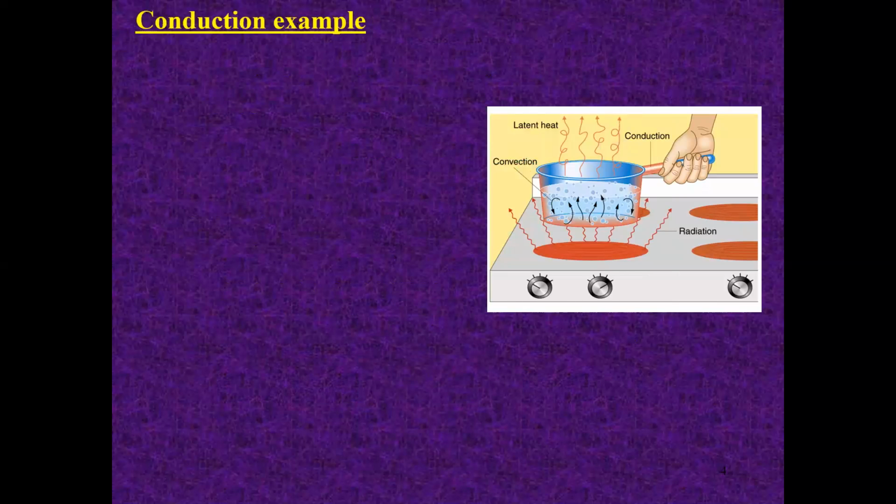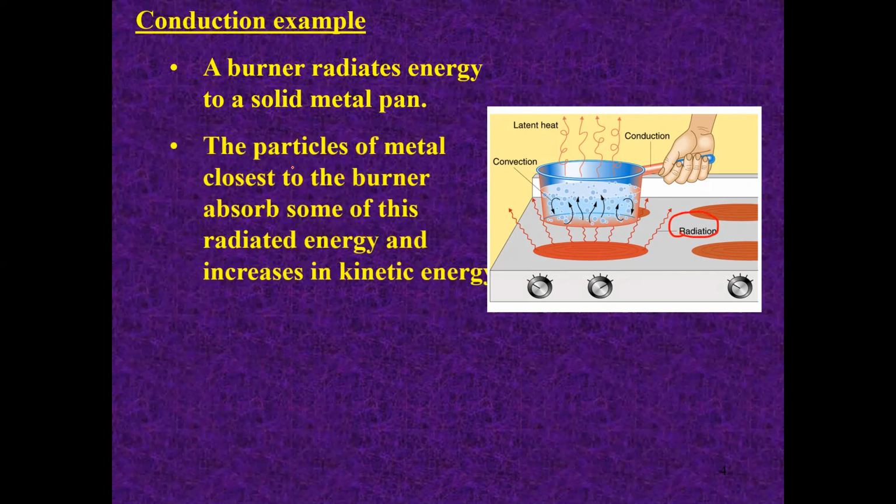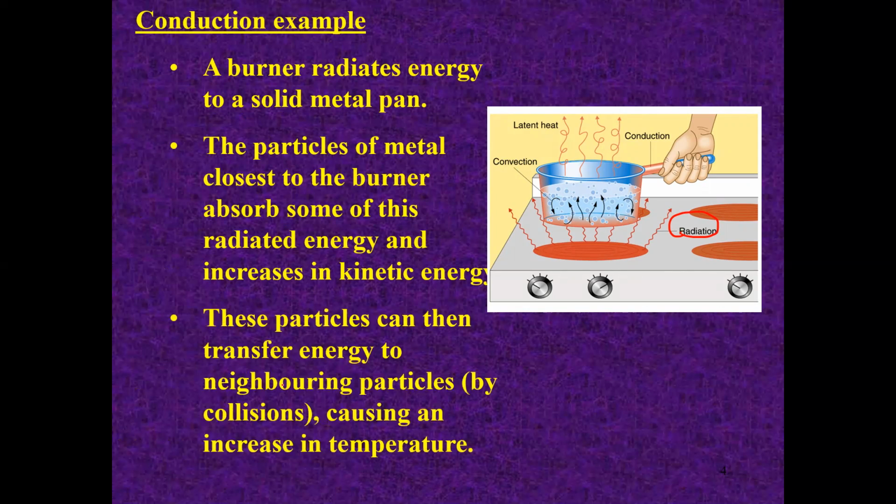Okay, finally convection. Oh, we're going to do conduction again. A burner radiates energy, radiant energy. The particles of metal closest to the burner absorb this energy and increase their kinetic energy. These particles then transfer energy to the neighboring particles, causing an increase in temperature. So this handle gets very, very hot as it conducts. We know that metal is a very good conductor.